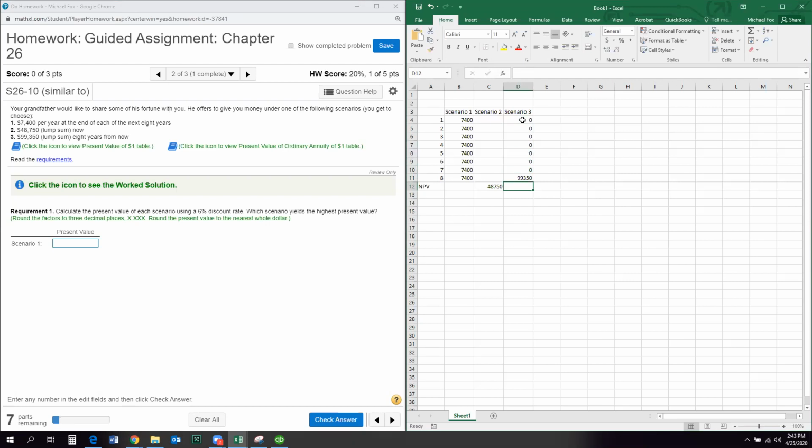So what we do is we use something called discounting to figure out the present value, or what would this money be worth in today's terms. In order to discount, you have to have a discount rate.